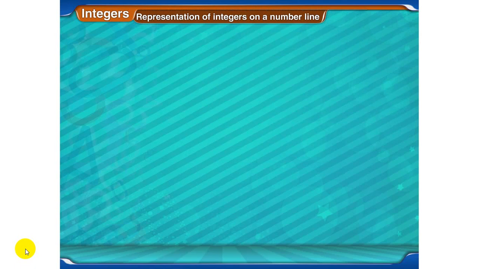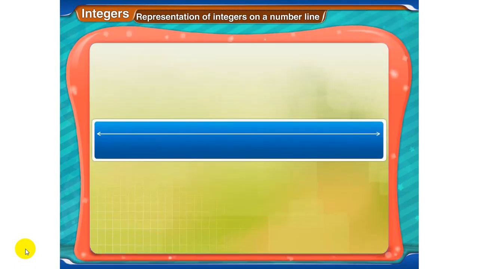Representation of integers on a number line. Draw a line and mark some points at equal distance on it as shown in the figure. Mark a point as 0 on it. Points to the right of 0 are positive integers and are marked as +1, +2, +3, etc., or simply 1, 2, 3, and so on. Points to the left of 0 are negative integers and are marked -1, -2, -3, etc.